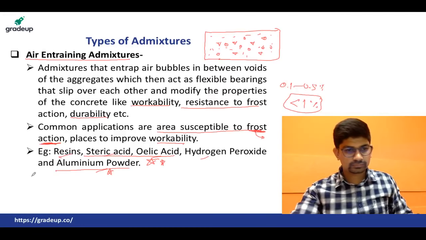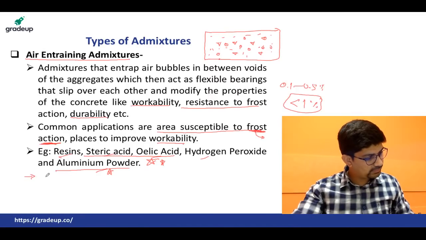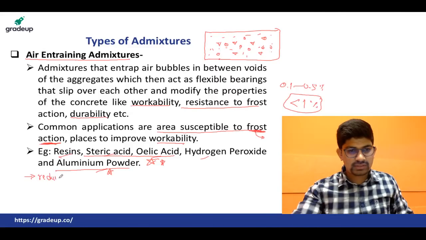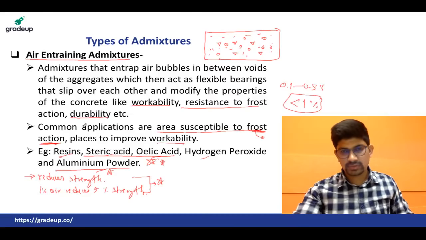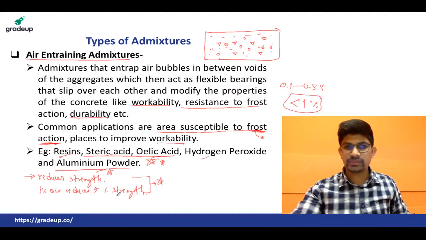One more point to mention here, air entraining admixtures are used in very small amounts, because they reduce strength. 1% air roughly reduces 5% of strength. This is also one more point from objective point of view. You may be asked in the form of statements: does air entraining admixture reduce strength? Yes, it reduces strength. 1% air reduces about 5% of the strength.